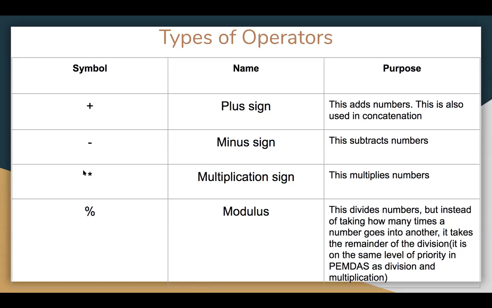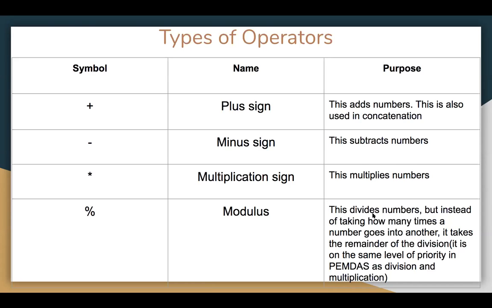This star, also known as asterisk, is used for multiplication in Java, and it's also generally just used throughout the internet to symbolize multiplication. So again, this multiplies numbers. This next one you probably have not seen before, at least not in regular math. It's called modulus.